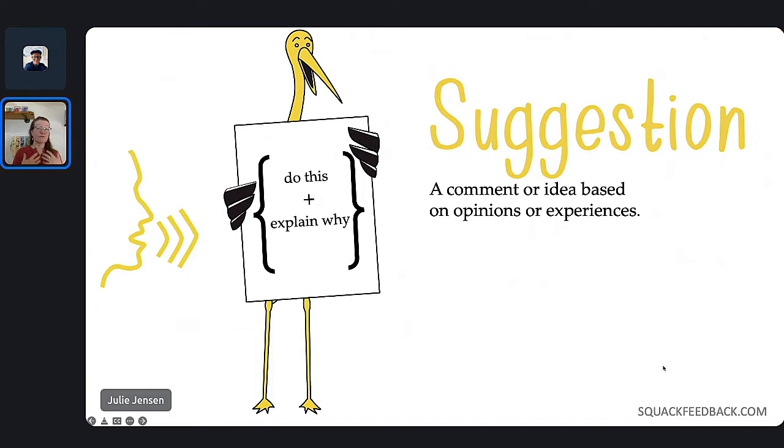So when I'm a feedback giver, the key thing that I really need to highlight is explaining why. Why is this suggestion really going to be helpful for this work and for this UX person who's doing this work? And helping people understand they don't just have an opinion or an experience. Their suggestion is based upon that, but they really need to turn on that persuasion.